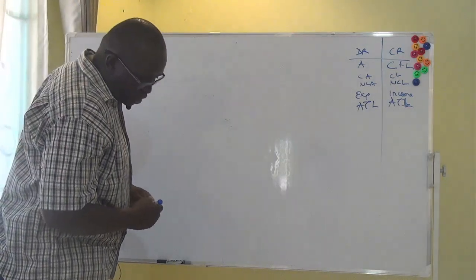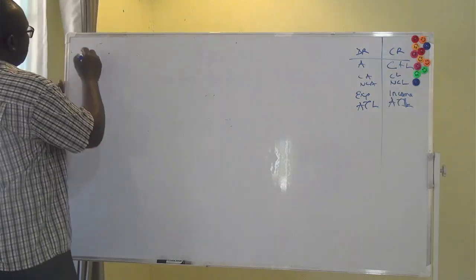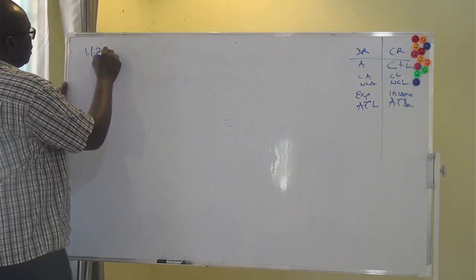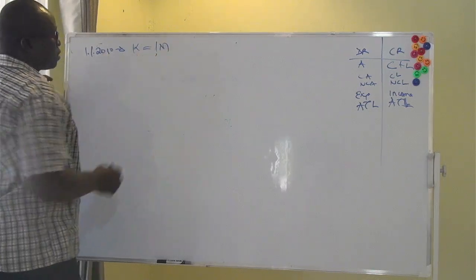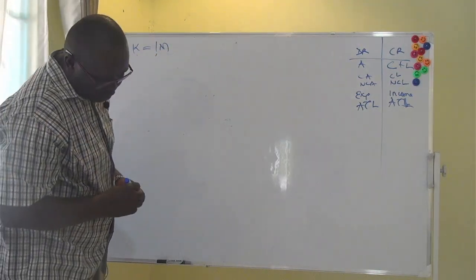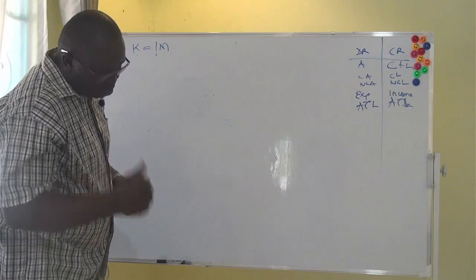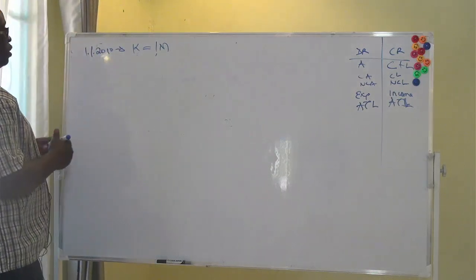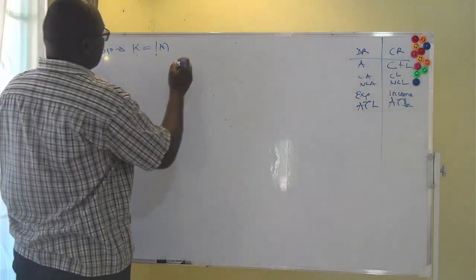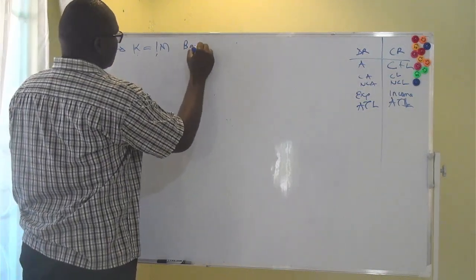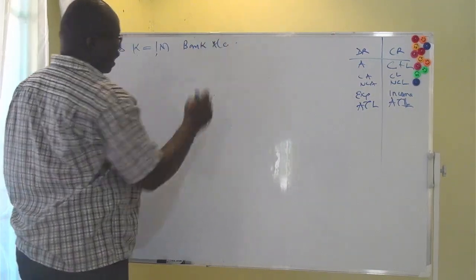So Mr. JK started a business on 1st of January 2010 with a capital of 1 million shillings. He has that capital of 1 million shillings, which he paid into the business bank account. So this 1 million shillings is in the business bank account.